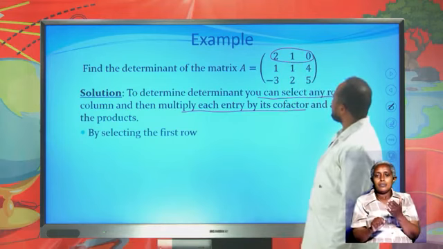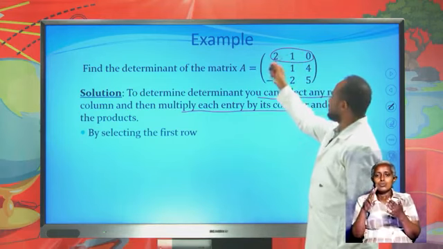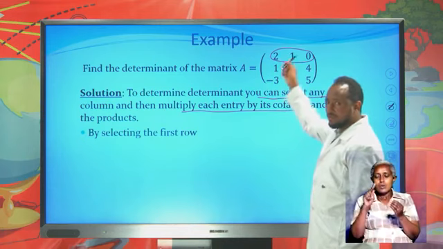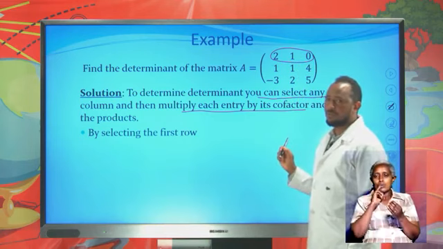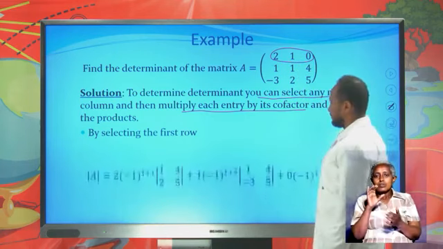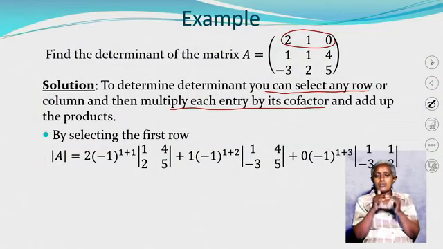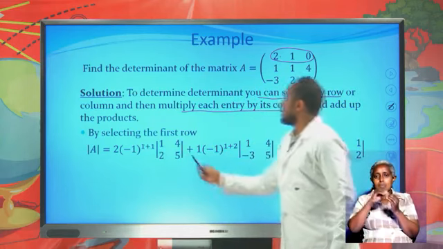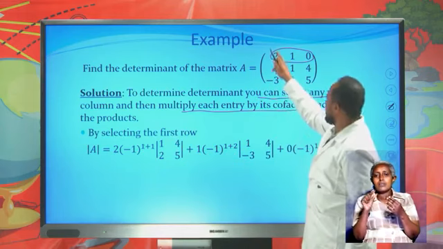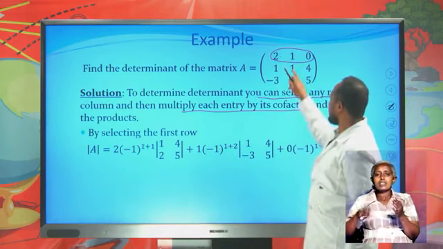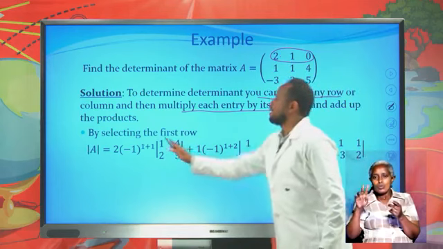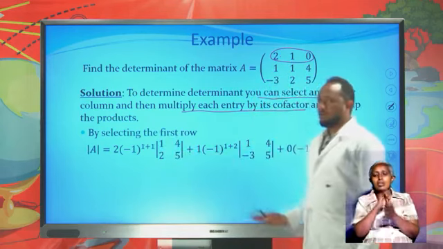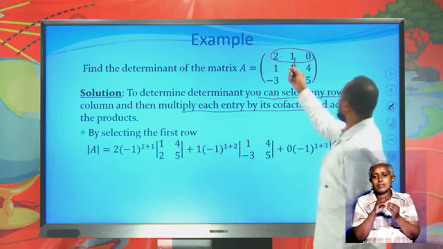After choosing the first row, 2 is multiplied by its cofactor, plus 1 is multiplied by its cofactor, plus 0 is also multiplied by its cofactor. So the determinant of A is equal to 2 times the cofactor of 2, which is found in the first row and first column: negative 1 to the power of 1 plus 1 times its minor. Deleting this row and column, the remaining part will be 1, 2, 4, 5. So 2 is multiplied by its cofactor.